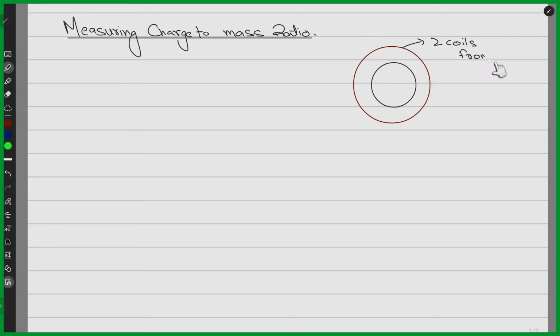front and back of this circular container. It's actually a spherical container, and in this we have a source that emits a beam of electrons, and because of the magnetic field, this beam of electrons will deflect, right?